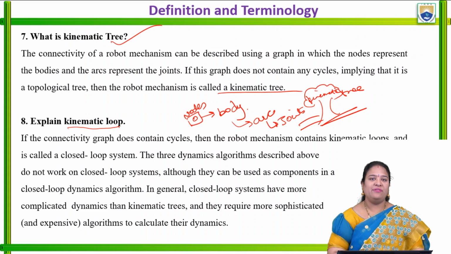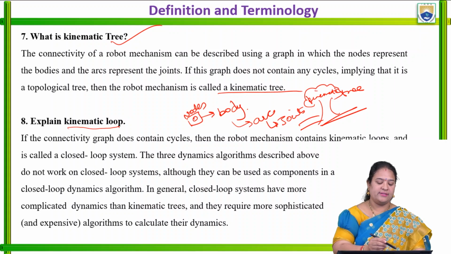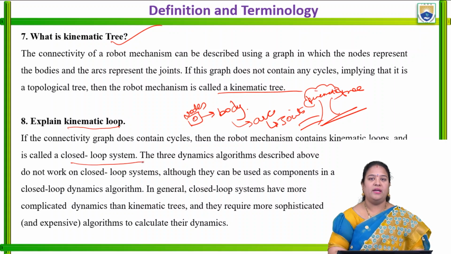Now, if the connectivity graph contains cycles, then the robot mechanism contains kinematic loops, and that is called a closed loop system. Right? And when the robot mechanism contains kinematic loops, that is called a closed loop system.